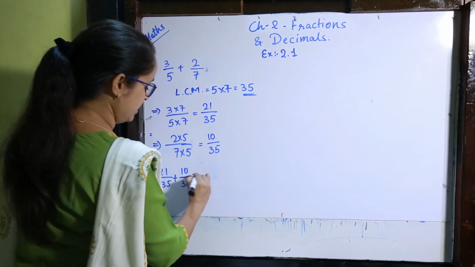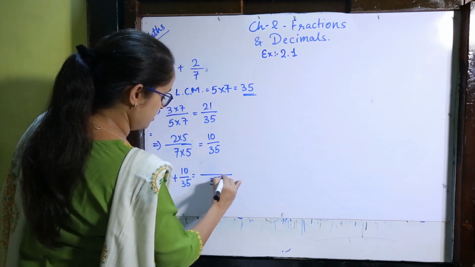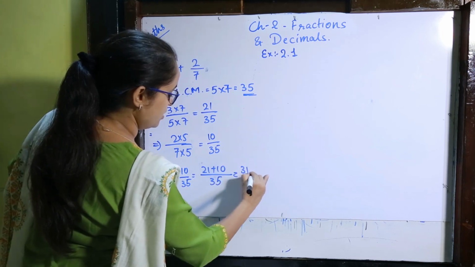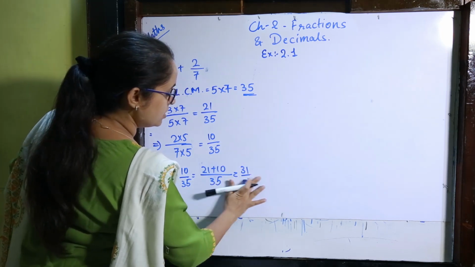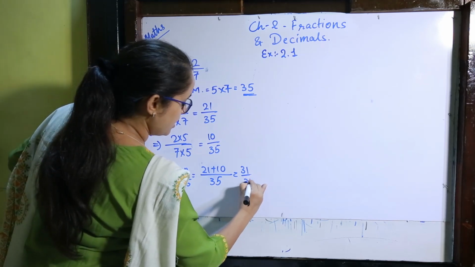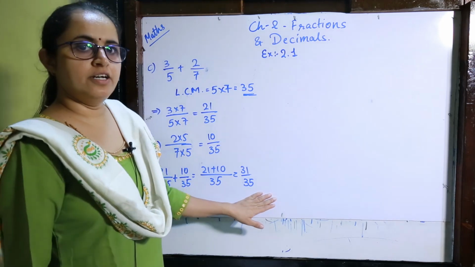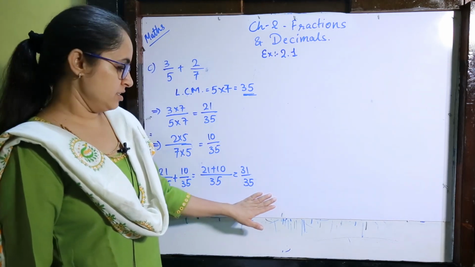Okay, now if you are adding these numbers, 35 is the denominator, 21 plus 10 is equal to 31 upon 35. Now this is a proper fraction. So you don't need to convert it into improper fraction. Okay.